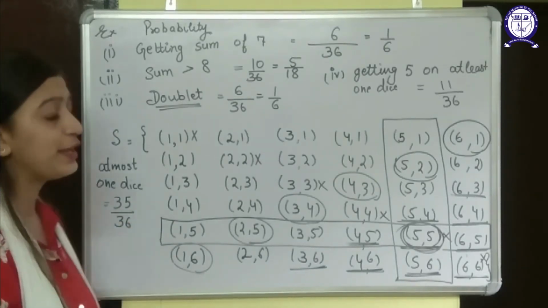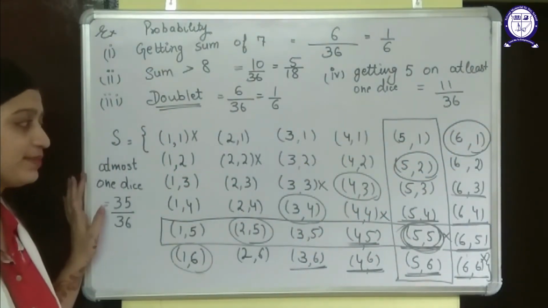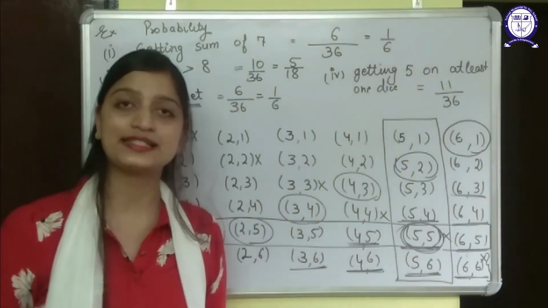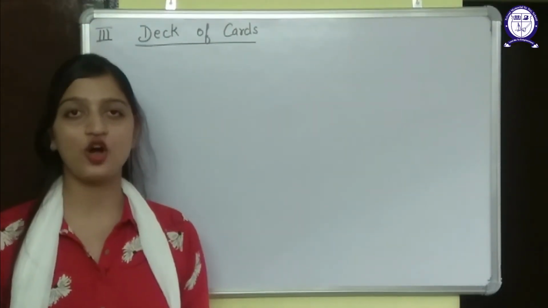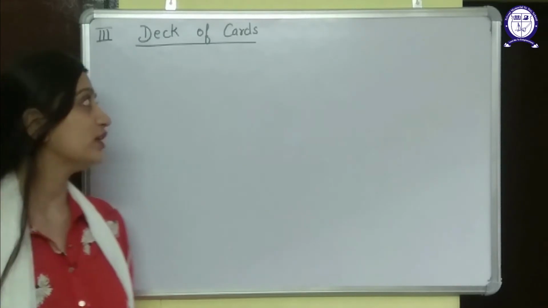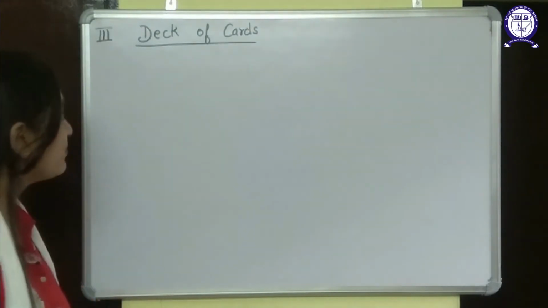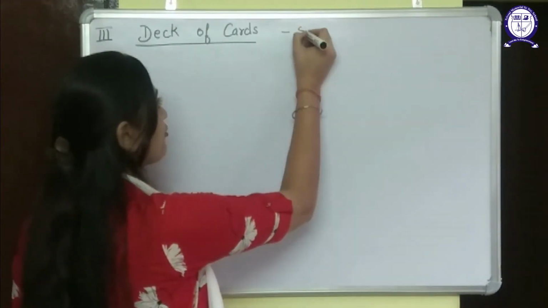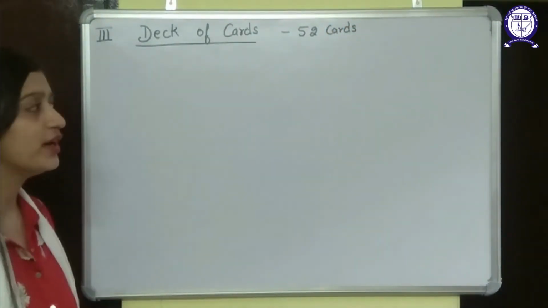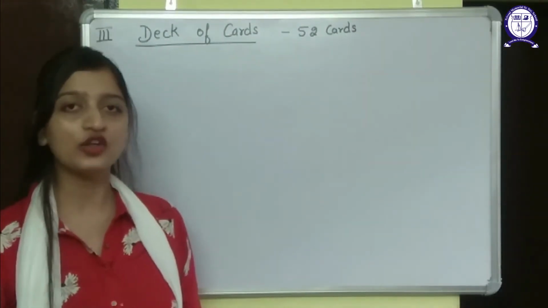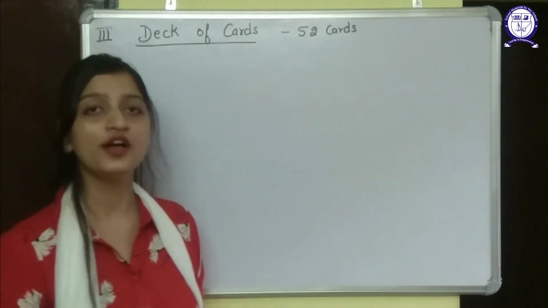So you should always remember the concept of at least and at most, and at the same time you should know how to form the sample space for 2 dice. Third type of questions are based on a deck of cards, or in some questions they can say pack of cards also. Now in a deck of cards I have 52 cards. You need to remember that there are 52 cards and how the cards are divided. I will make a flow chart for it which you need to remember to do the questions.